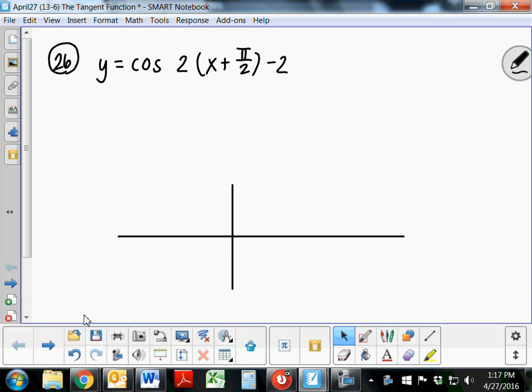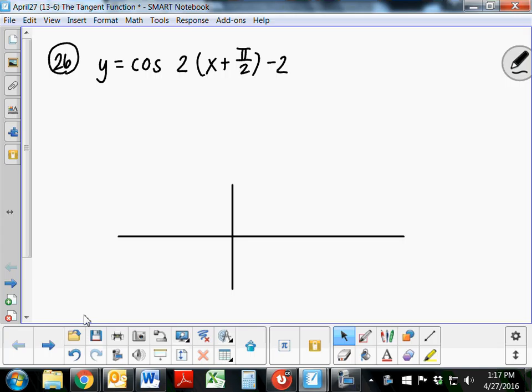26 is a cosine function. So right away, I'm starting to think about the graph. And I'm thinking cosine functions. One of them yesterday started in the middle of the graph and went up and down and up and down. One of them started at the top and went down and up and down and up and down and up and down. Which one's cosine? Down and up one. So it starts at the very top of my graph.